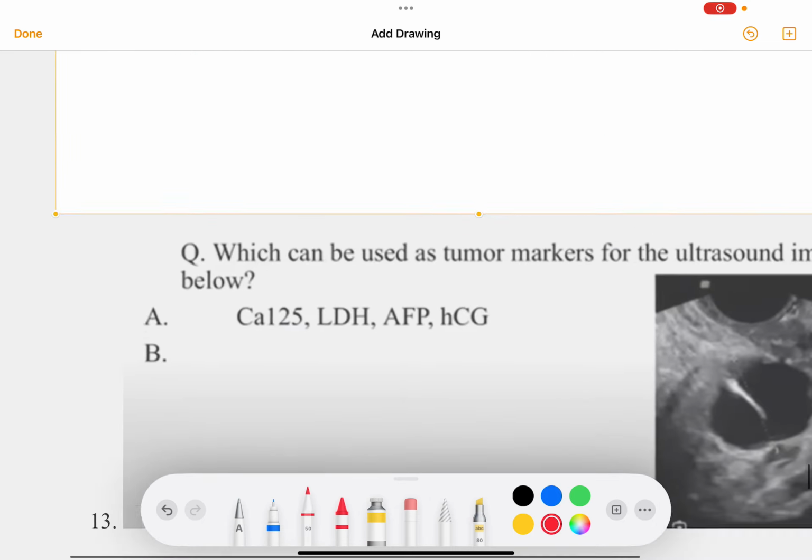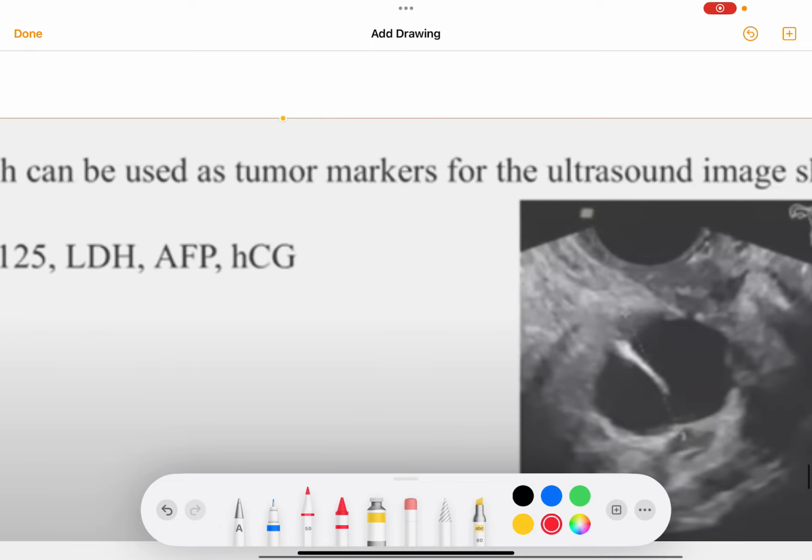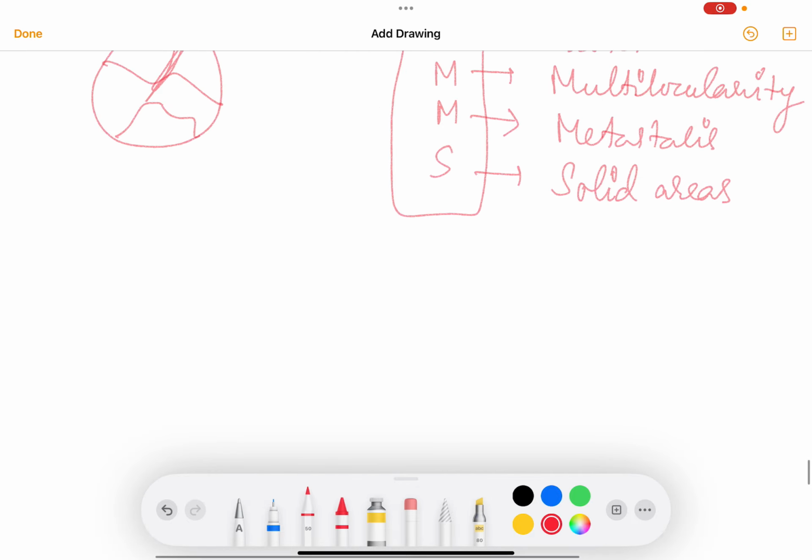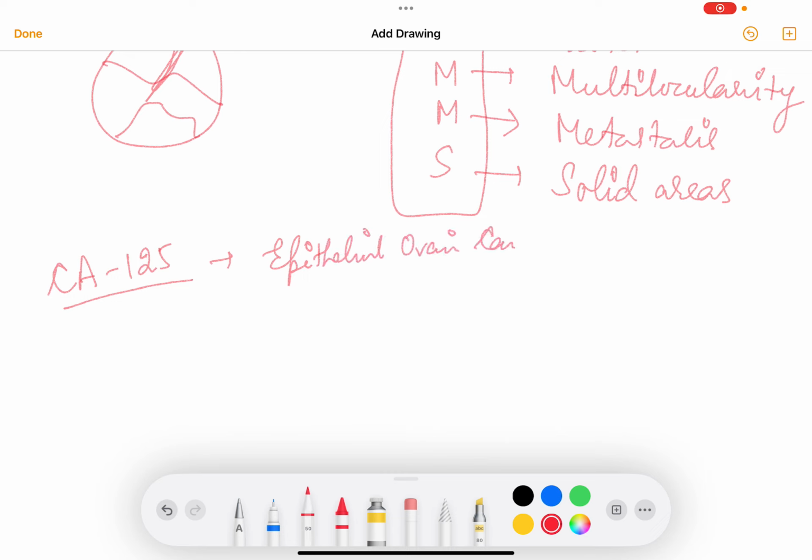Now you can see this figure, there is a multilocular cyst because you can see a septa which is dividing it into 2 parts. So it is a multilocular cyst, so more chances of having malignancy. So if you are thinking about malignancy, what are the tumor markers which you will be doing? Number 1, you will be doing a CA125. CA125 is a marker of epithelial ovarian cancer. So if epithelial ovarian cancer is there, then your CA125 will increase.